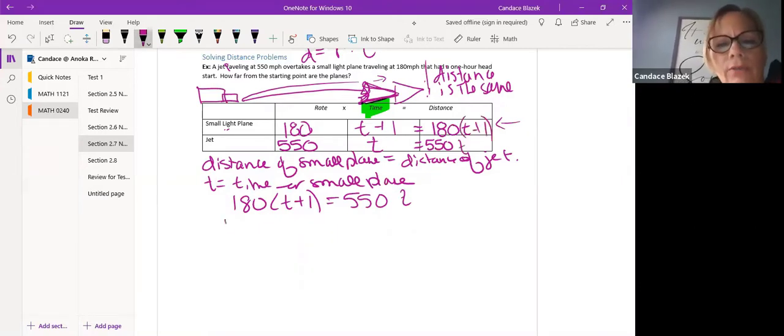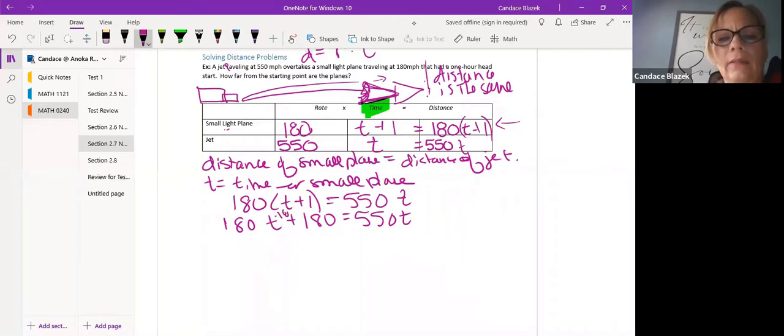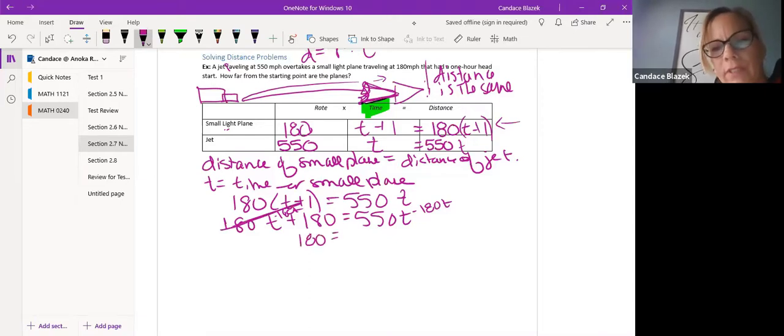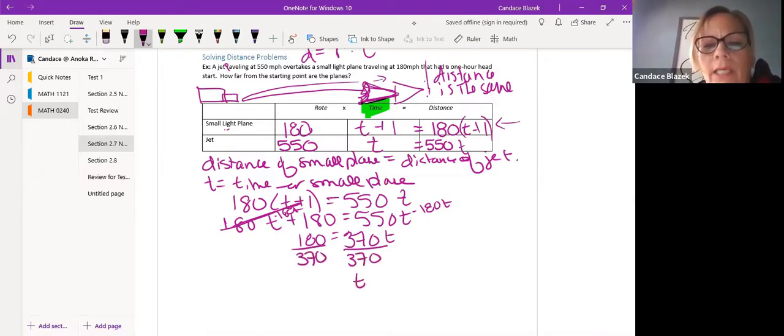Okay, so now let's distribute. 180t plus 180 is equal to 550t, much better. Subtract 180t from both sides. It cancels off the left. 550t minus 180t is 370t. We're going to do some division. Divide by 370. And I end up with t. Here we get the answer.